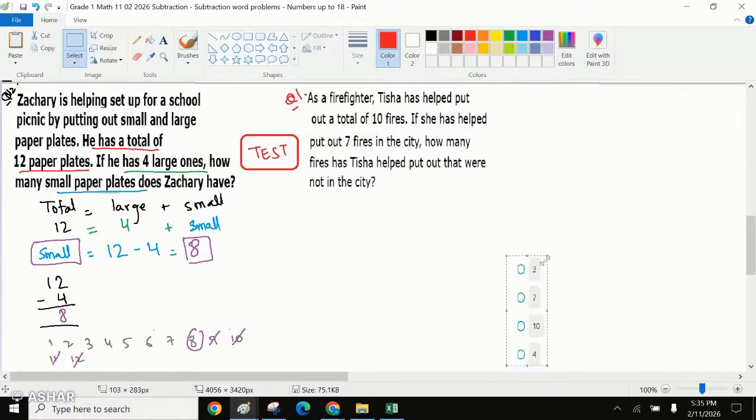The options given to us are option A would be 3, option B was 7, option C was 10, and option D was 4. Can I have the answer?